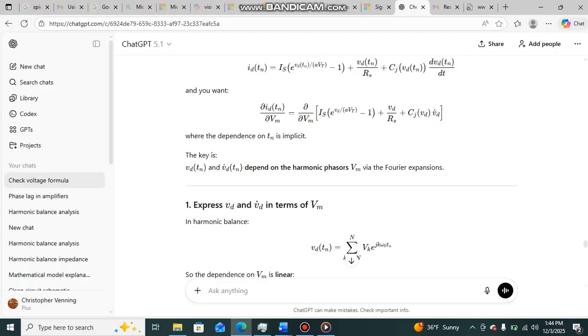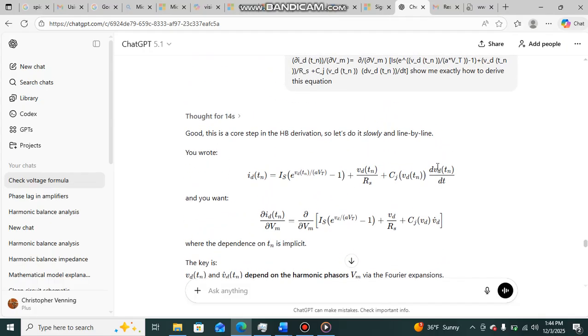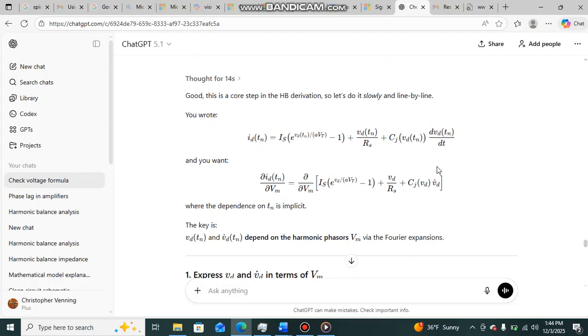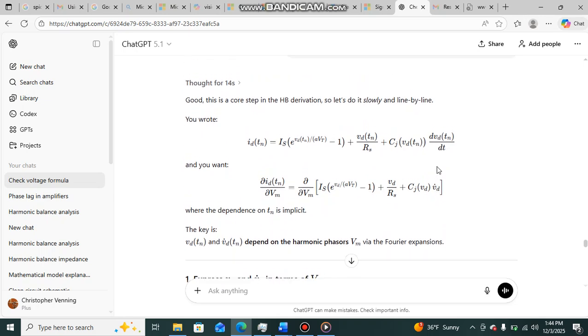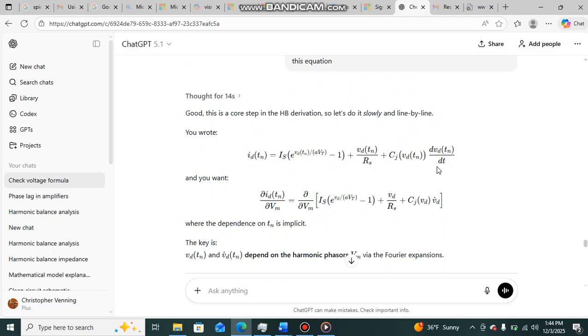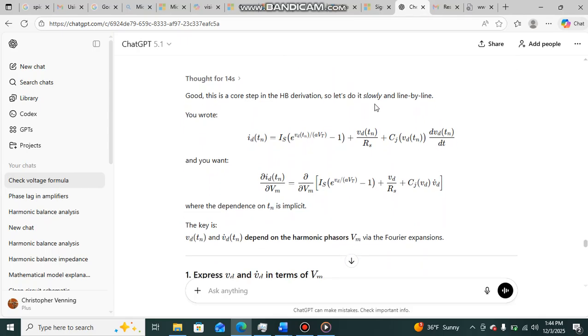So I used some of ChatGPT to help me with learning the process of harmonic balance and everything. But it's nicer if you could listen to somebody else how they did it, and you could do this a lot easier and faster than it took me to learn.